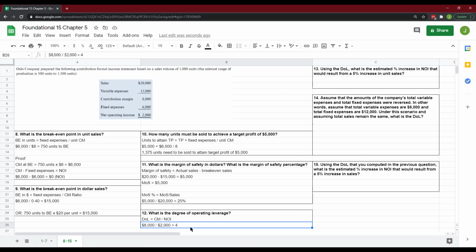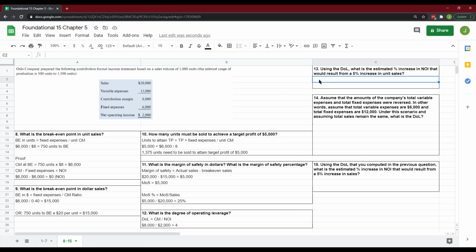So for every 1% change in sales, our net operating income will change or increase by 4%. And the same works for a decrease. So for every 1% decrease in sales, we can estimate a 4% decrease in net operating income. So whatever percentage increase or decrease we're talking about in sales, you just multiply that by whatever you found for degree of operating leverage to determine what that anticipated percent change is in net operating income.